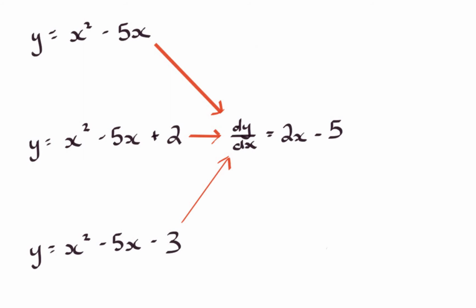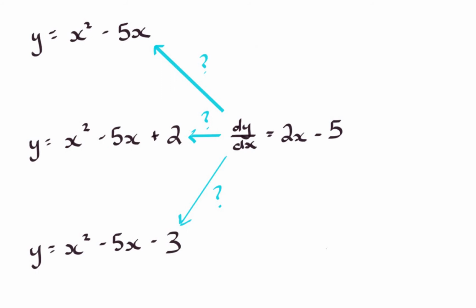So all three functions, when we derived them, took us to the same answer of 2x minus 5. So what happens when we want to go the other way, when we want to anti-differentiate or integrate, as we're now calling it? When we start with the derivative being 2x minus 5, which of these functions do we go back to?